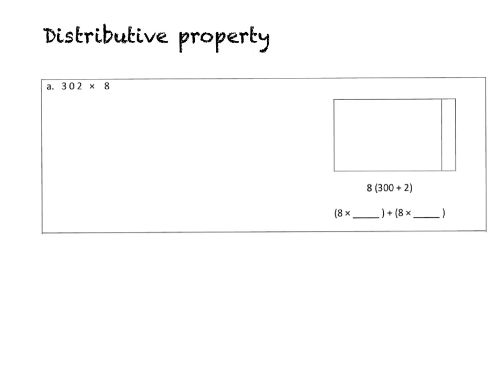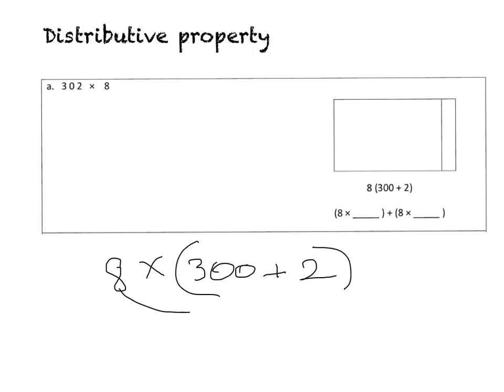Before we get started, I want to talk to you about the word distributive property. It's another property of multiplication that we're going to learn. What the distributive property says is that if you take a number and you're going to multiply that number, 8, and we're going to multiply it times 302, you have to know about the place value. You have to know that 302 is broken up into 300 plus 2.